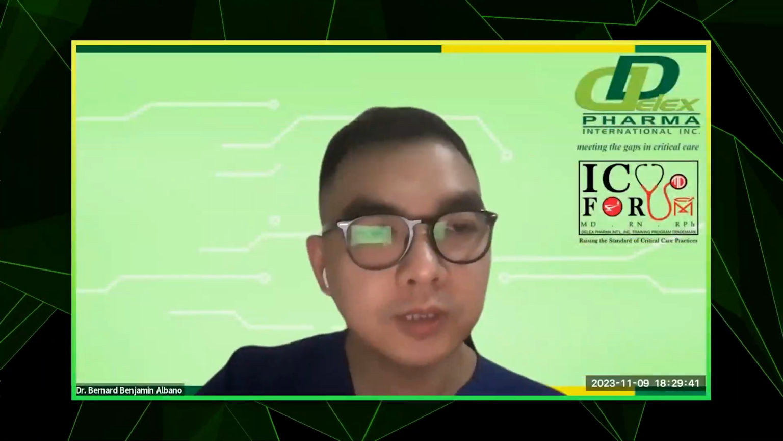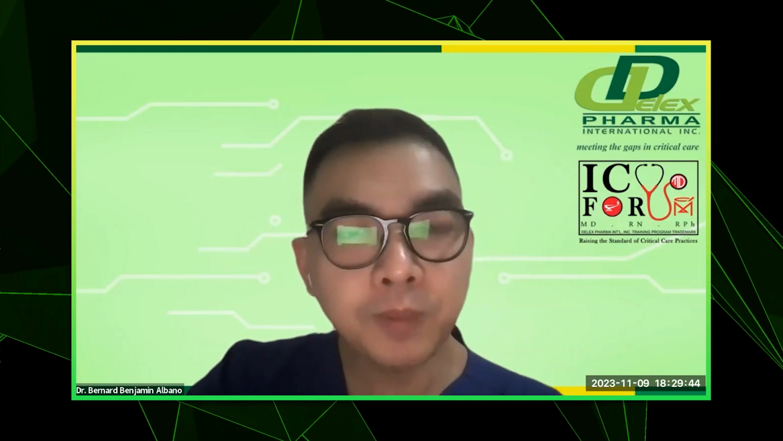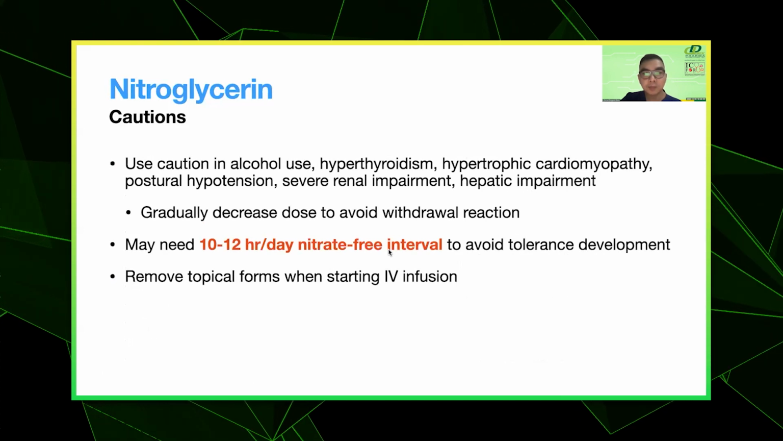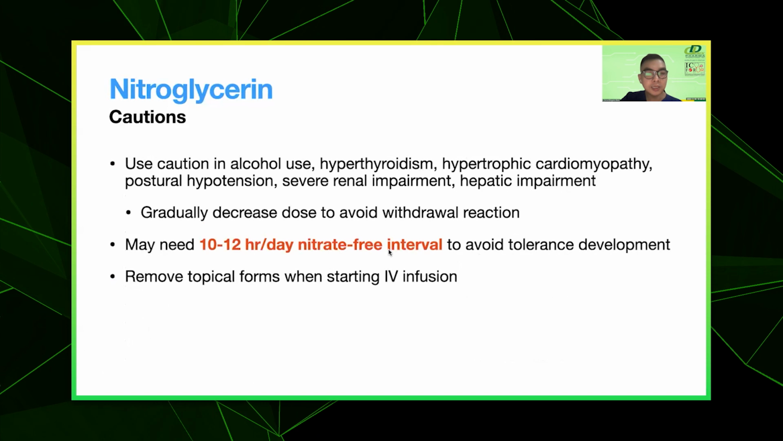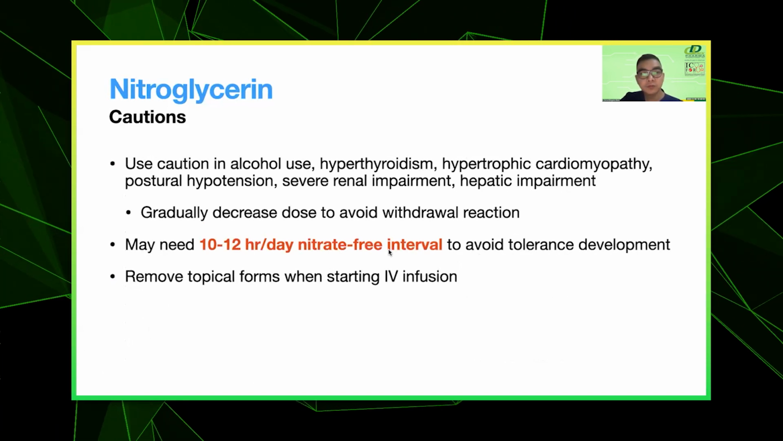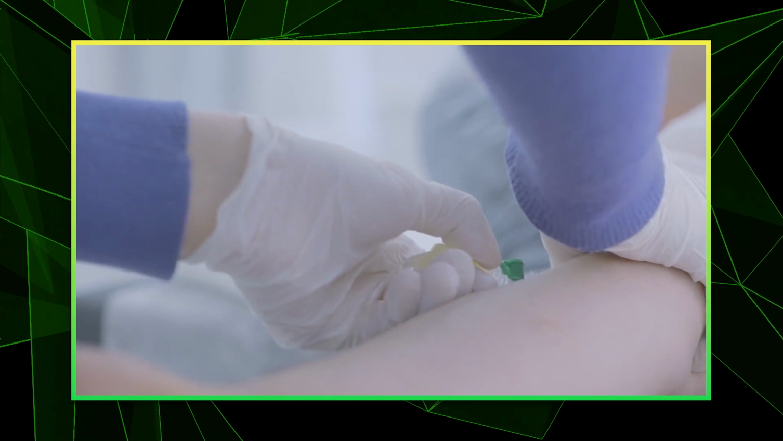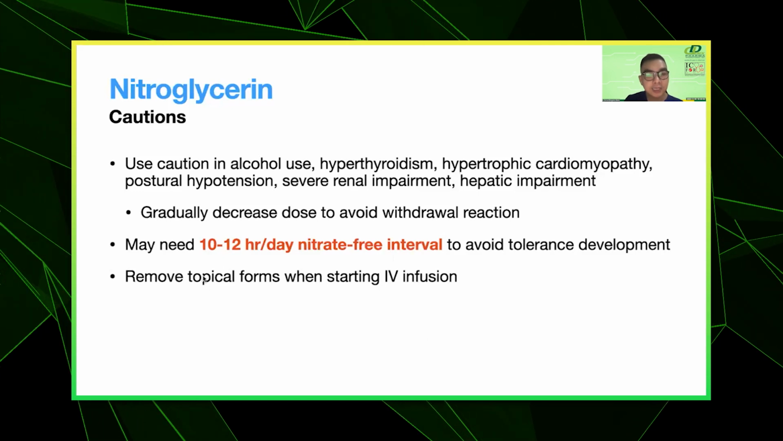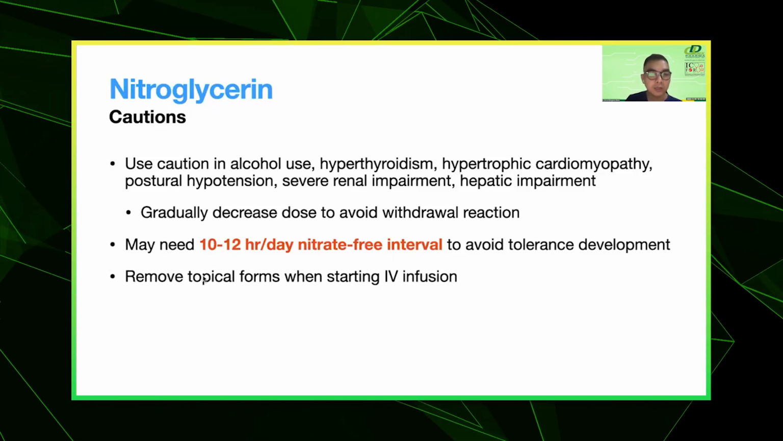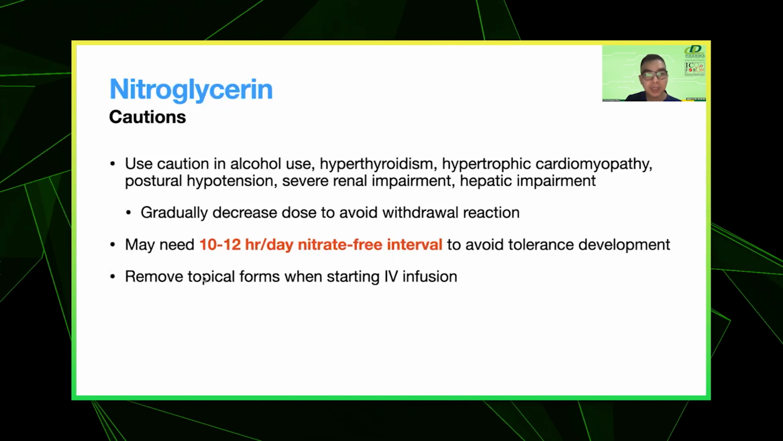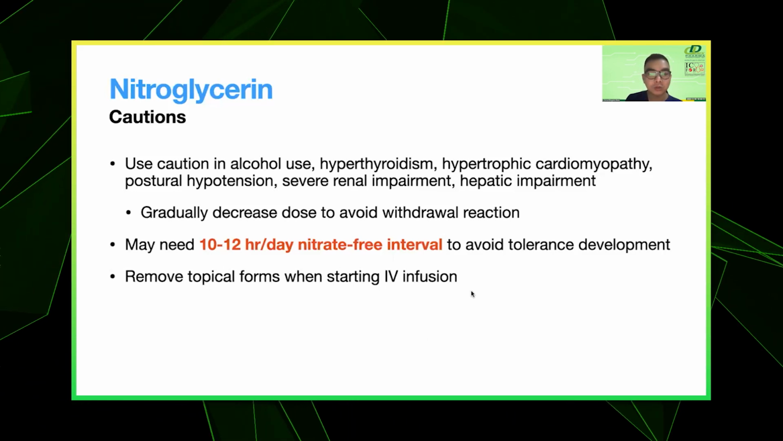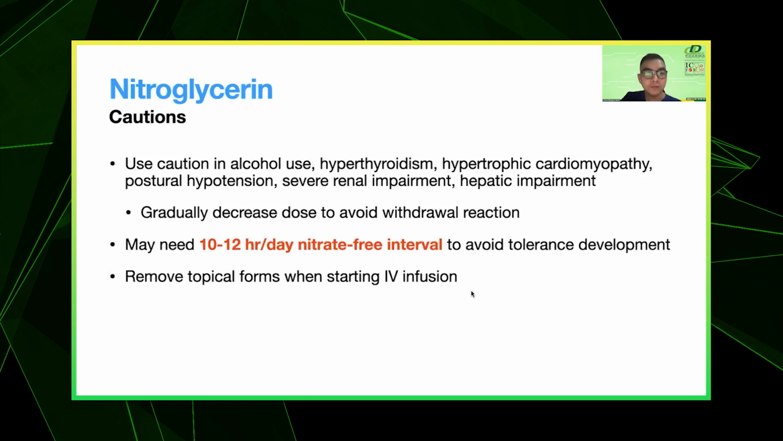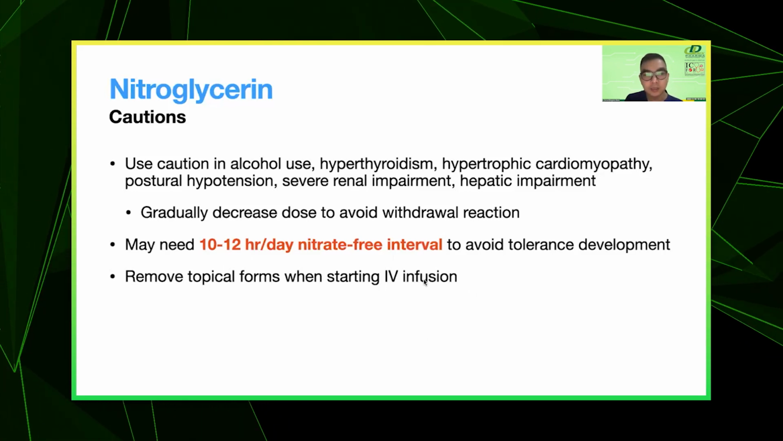We use IV nitroglycerin with caution if the patient is drinking alcohol, or has hyperthyroidism, hypertrophic cardiomyopathy, postural hypotension, severe renal impairment, or hepatic impairment. So we gradually decrease the dose to avoid a withdrawal reaction. And again, as I have mentioned earlier, we may need to give a 10 to 12 hour per day nitrate-free interval to avoid the development of tolerance to the IV nitroglycerin. And if we convert to IV infusion, we remove the topical forms that were given previously.